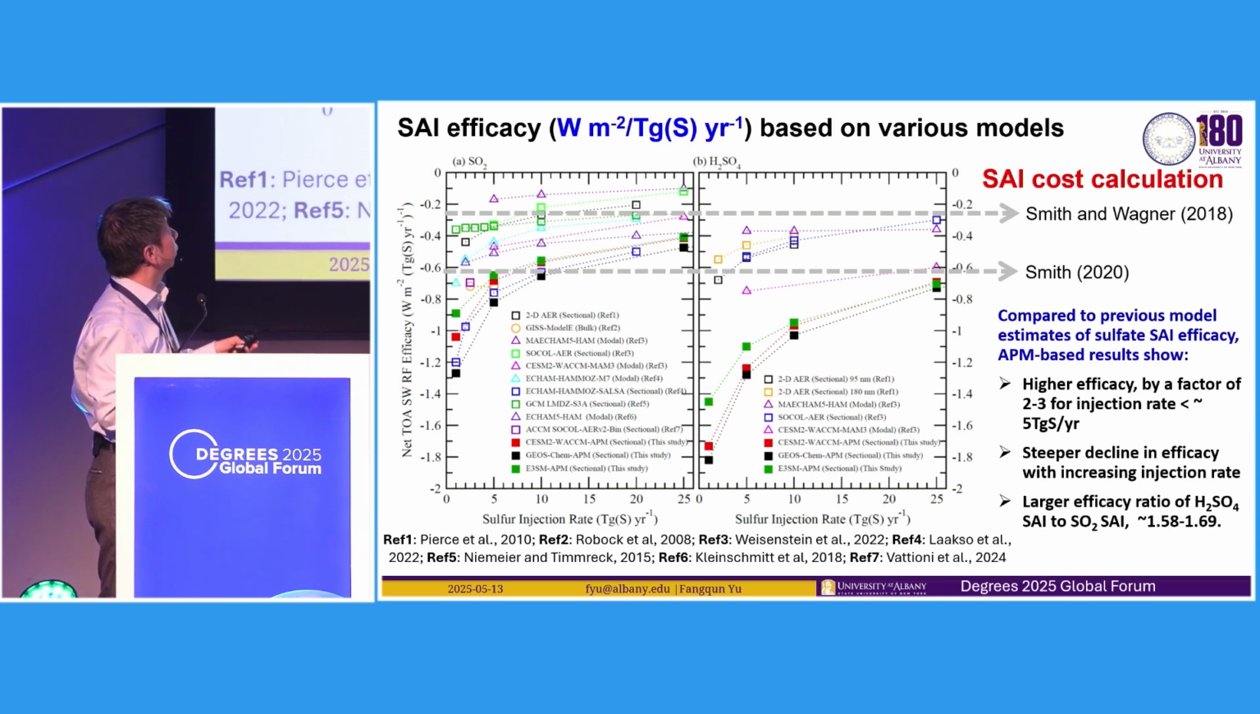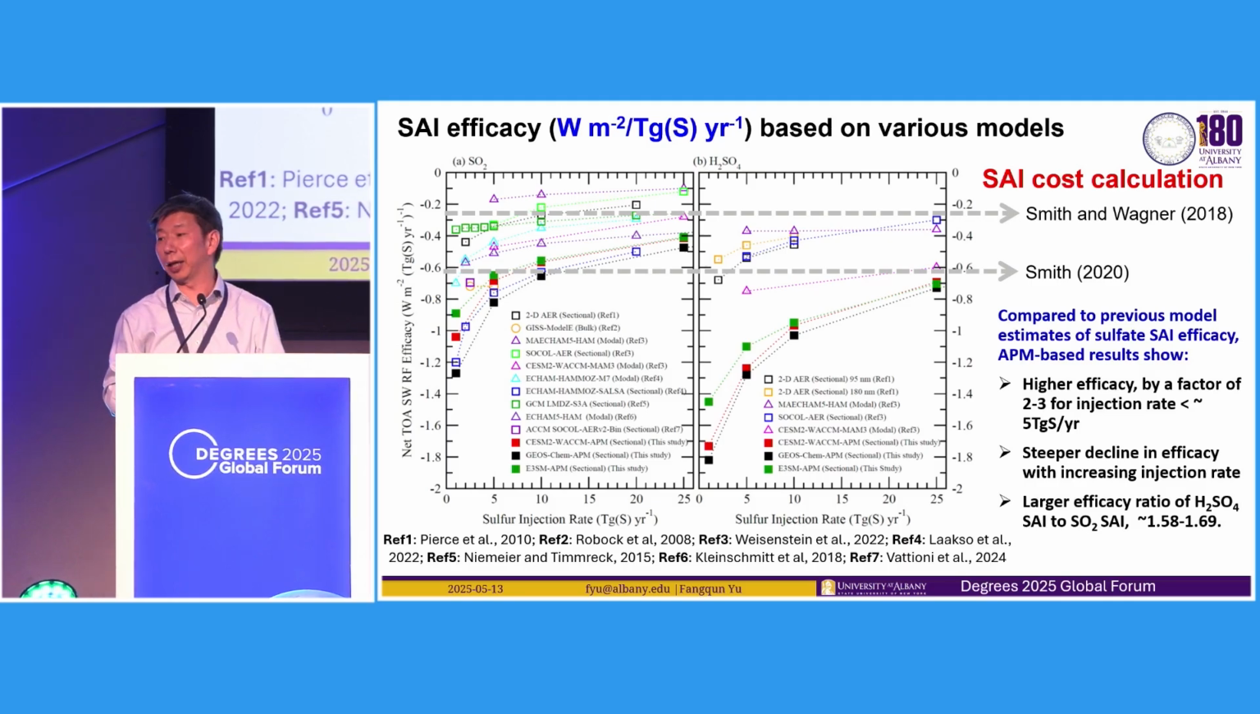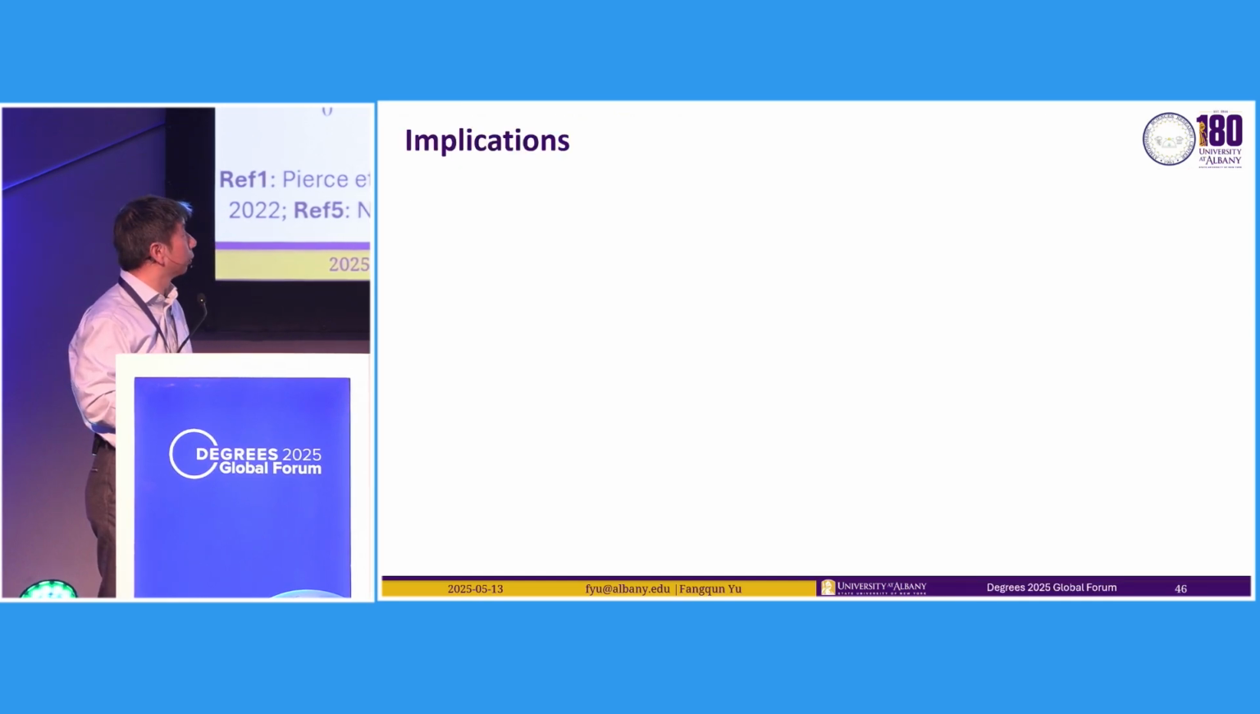And the efficacy of sulfuric acid SAI compared to SO2, the ratio is higher than in the previous model. The previous model sees a higher efficacy, but the difference is not that huge. Based on our model, the ratio is about 1.6 to 1.7, so you see a much higher efficacy of sulfuric acid. These are our new insights based on our model.